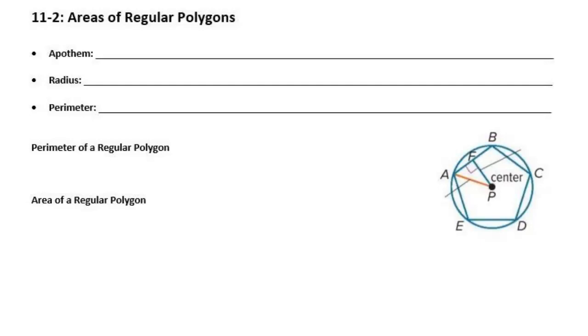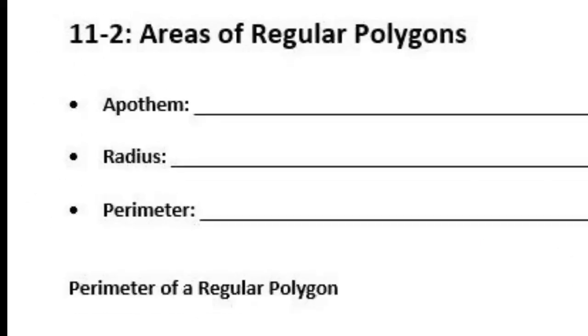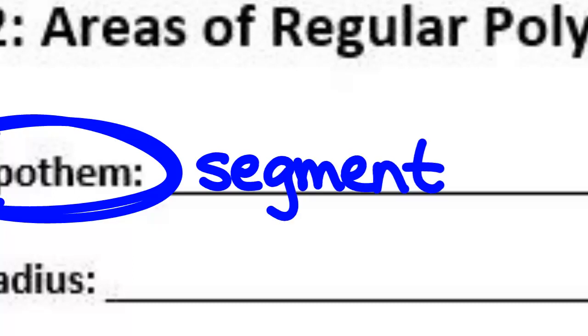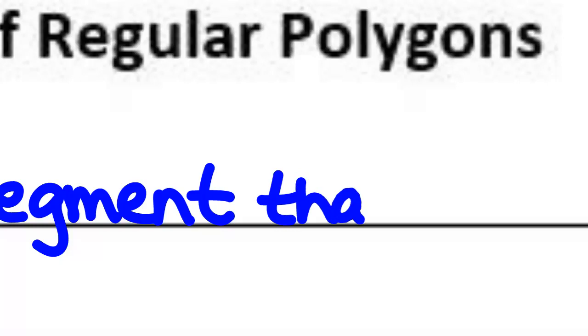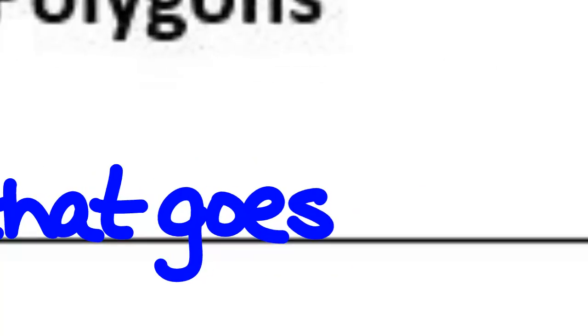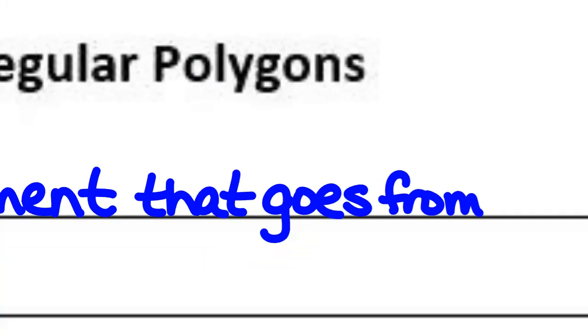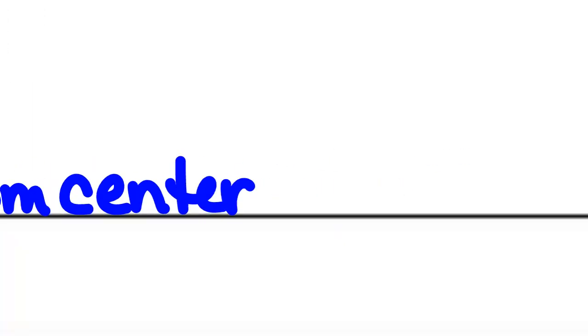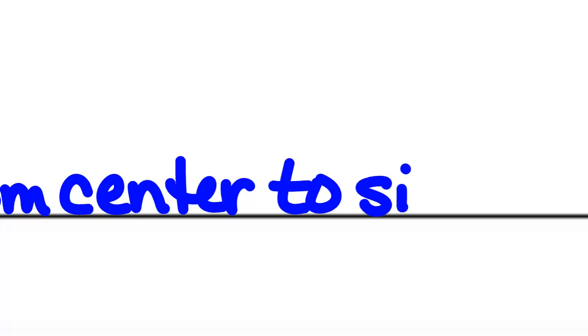We have to get a little bit of vocabulary out of the way here. First piece of vocabulary is apothem. The apothem is a segment in a polygon that goes from the center to the side of the figure and is perpendicular to the side.